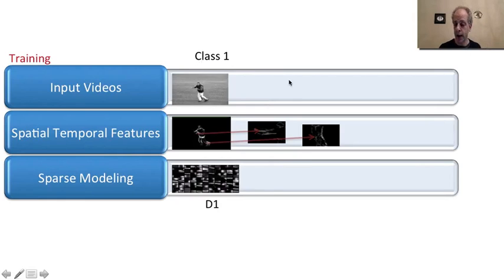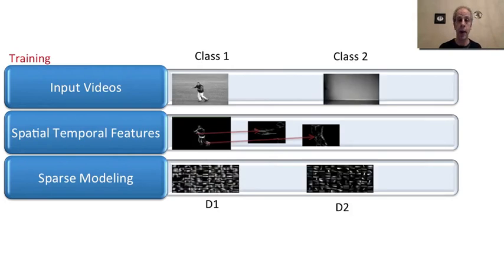Now we take a different class. We take videos from a different example, and we do the same. We learn activities for this one. It's just a different activity, so we take frame differences, we take all the patches that have sufficient energy, and we learn a dictionary for them. In this way, we now have a dictionary for class 2 and another dictionary for class 1.